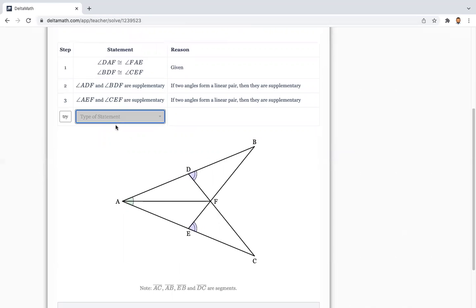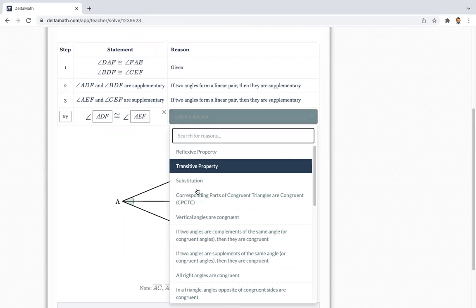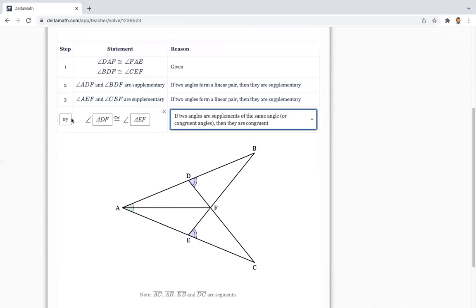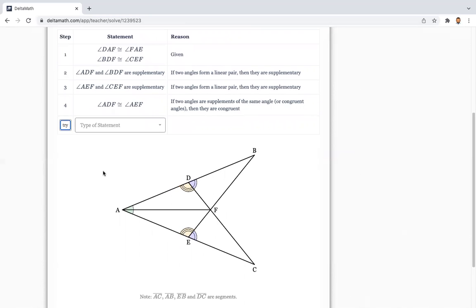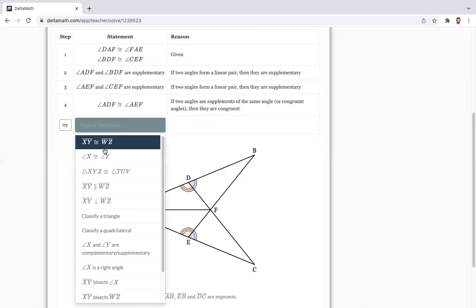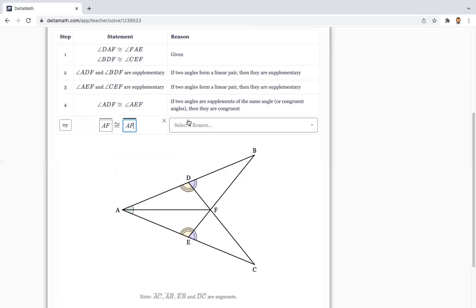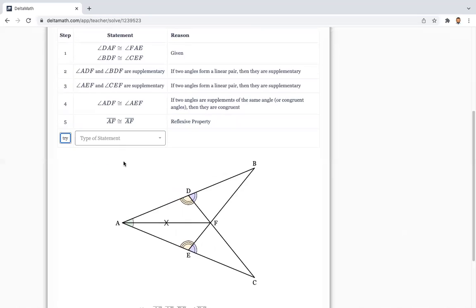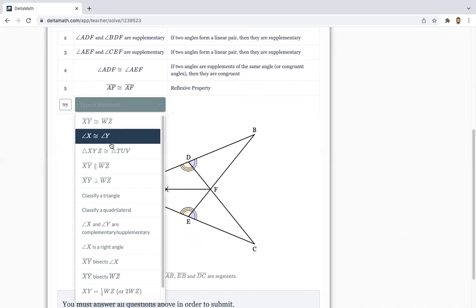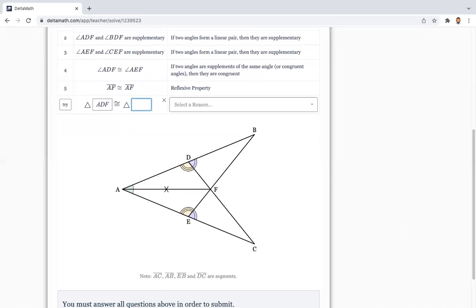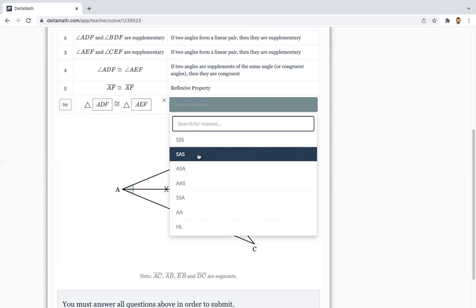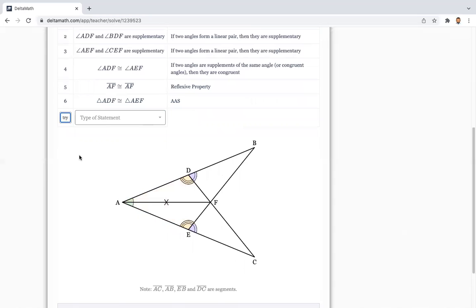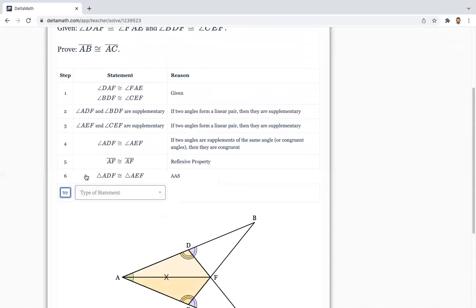Okay. And if they're supplementary, two congruent angles, ADF and AEF must be congruent. Success, and that means we don't even need any sort of third angle theorem because I can say AF to AF is reflexive. And I can prove that triangle ADF is congruent to triangle AEF by angle, angle, side. What was my ultimate goal here? Trying to prove AB to AC.